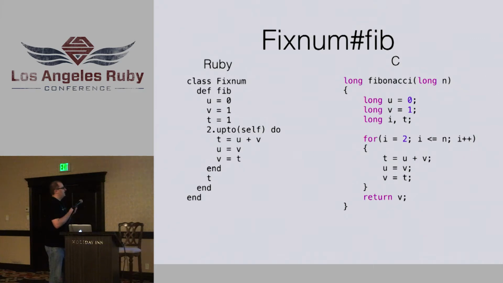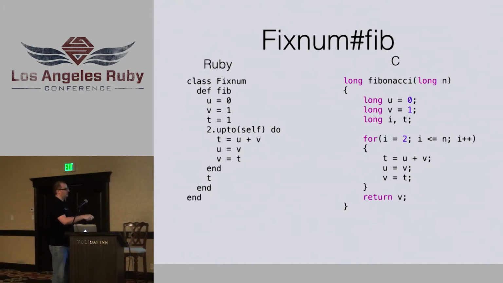Okay, so let's take a look at a couple of examples. So let's say we want to add a Fibonacci method to Fixnum, right? If we were working in Ruby, we would just open the class and define a method, right? And this is an example of how you would do it in pure C. So, you know, you take a long, you do something with the longs, you compute all the numbers and then return a long.